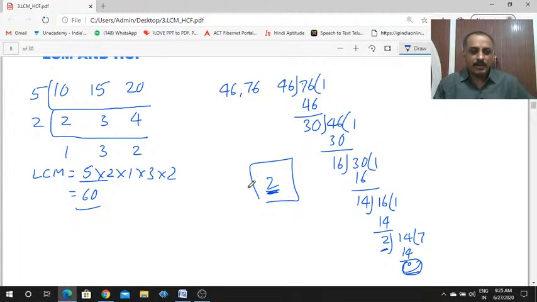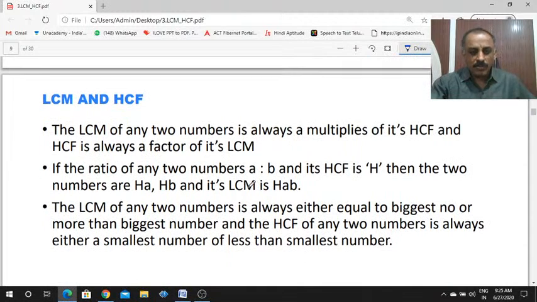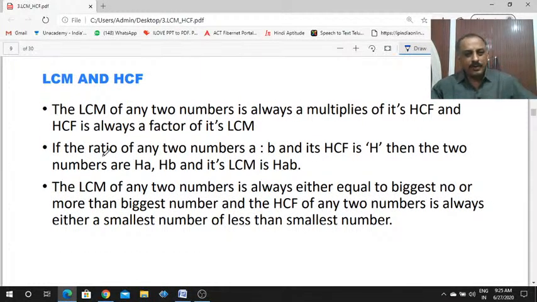Some more simple techniques are there. I will explain each and every tip. Now next one. Some more important points. The LCM of any two numbers is always a multiple of its HCF, and the HCF is always a factor of its LCM. Got it? For example, take any two numbers.